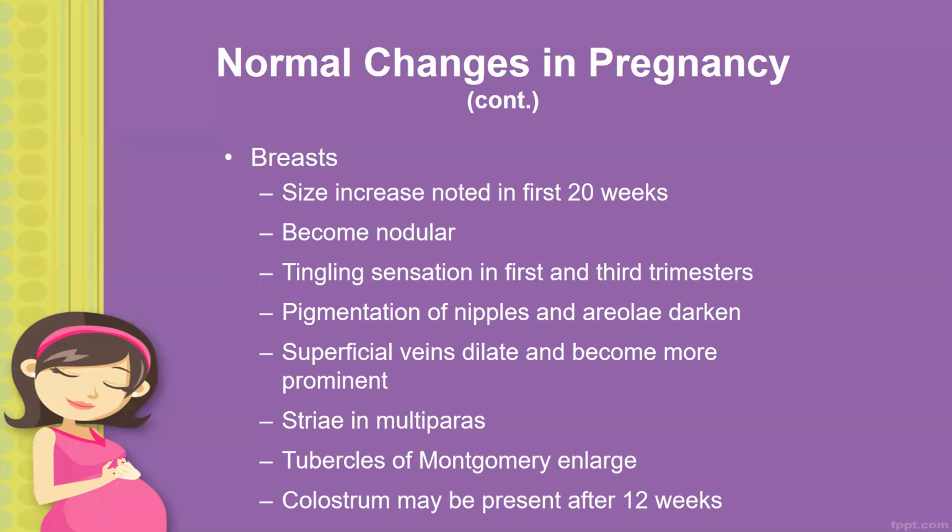Colostrum is usually produced by the 3rd trimester, but it can be noticed as early as 12 weeks, especially if they have had babies before.